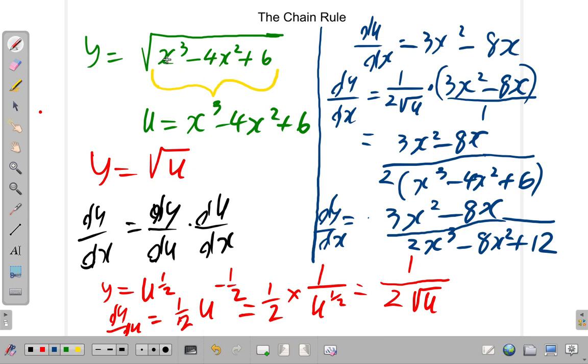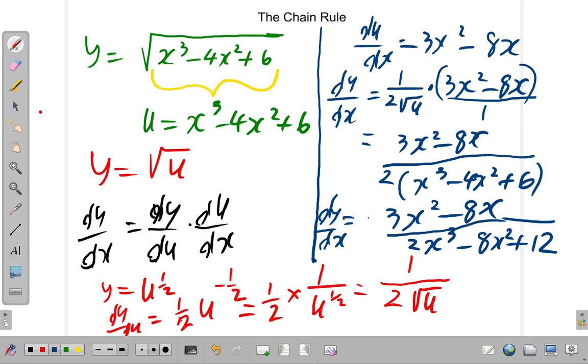So let's just review quickly. We have this function as u. u is x cubed minus 4x squared plus 6. What we therefore have is y is equal to the square root of u. So dy by dx is dy by du times du by dx. Now y is the square root of u, which is u to the half. So dy by du, I should say, is half u to the negative half. So this becomes half times 1 over u to the half, which eventually becomes 1 over 2 square root of u.